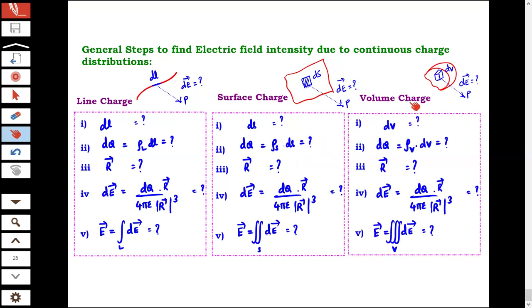A similar approach can be done for a volume charge, where we will consider a small volume element and we will estimate the charge contained in that volume element with the help of the known value of charge density. Then we will find the displacement vector r. Then we can apply Coulomb's law to find the differential amount of electric field intensity. With this differential amount of electric field intensity, we can find the total electric field intensity contribution by the entire volume of charge by doing volume integration of this dE vector.